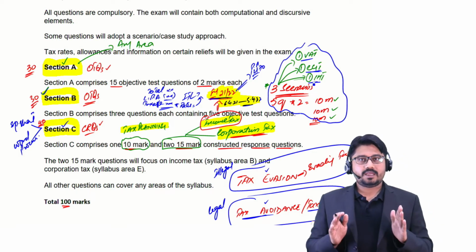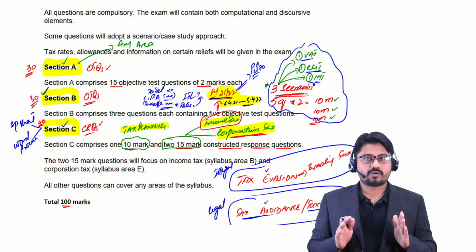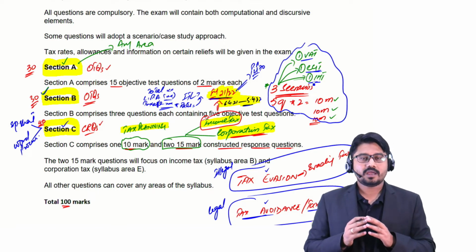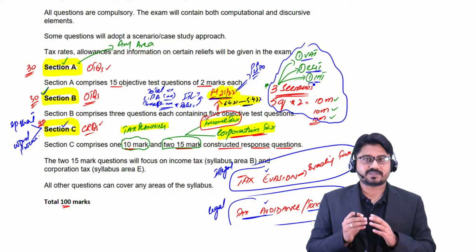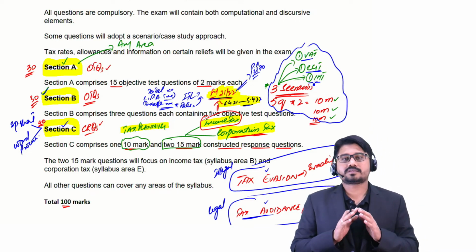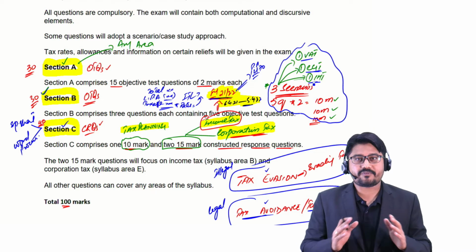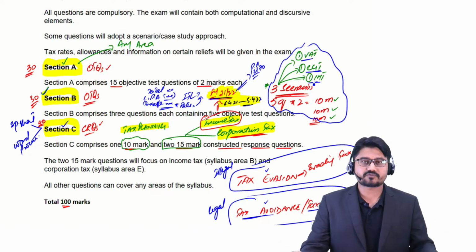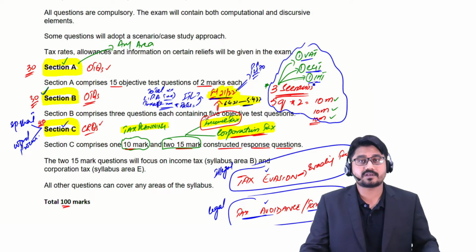Now, hopefully, you got the idea of what exactly are the topics to be tested in section B and what the relevant areas are which are examined in section C. And there is no specific topic for section A. A section A question can be asked from any area of the syllabus.